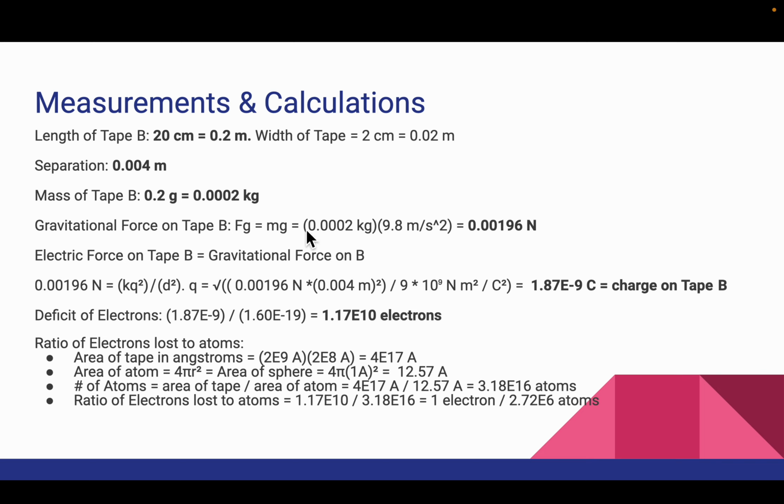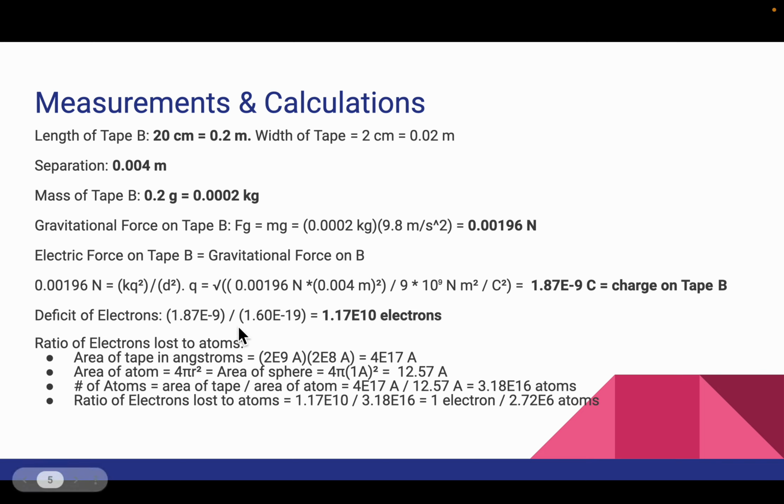And the mass of the tape, for which I used the formula 1 gram is equal to 1 meter of tape, I got 2 times 10 to the negative 4th kilograms. I used that to figure out the gravitational force on tape B and then set that equal to the magnitude of the electric force on tape B. And then I was able to figure out what the charge on tape B was.